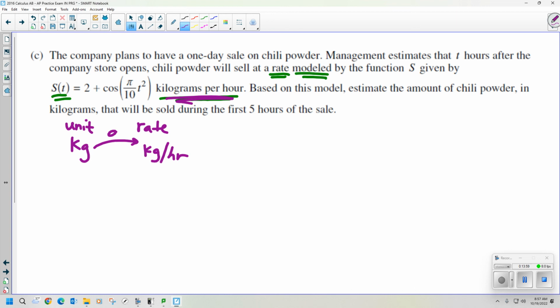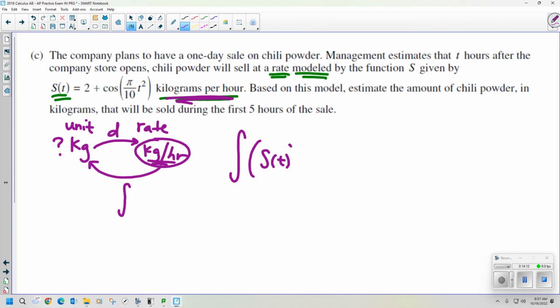Going this way is derivative. But I have this and I'm going back. They want to know the kilograms, and they give me this. I integrate. Okay? So I'm going to integrate S of t, I don't know why I wrote 2 sets of parentheses, I'm thinking the calculator maybe, dt.